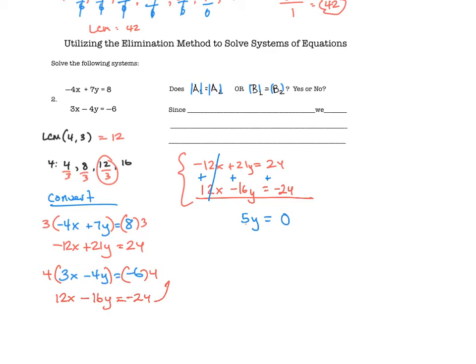So now at this point, I have 5 times a number equals 0. Now, logically, I would hope that you would know that any number in the world multiplied by something to create 0 must have been multiplied by 0. But if you didn't, you go through the process of divide by 5, and y equals 0 over 5 is 0.